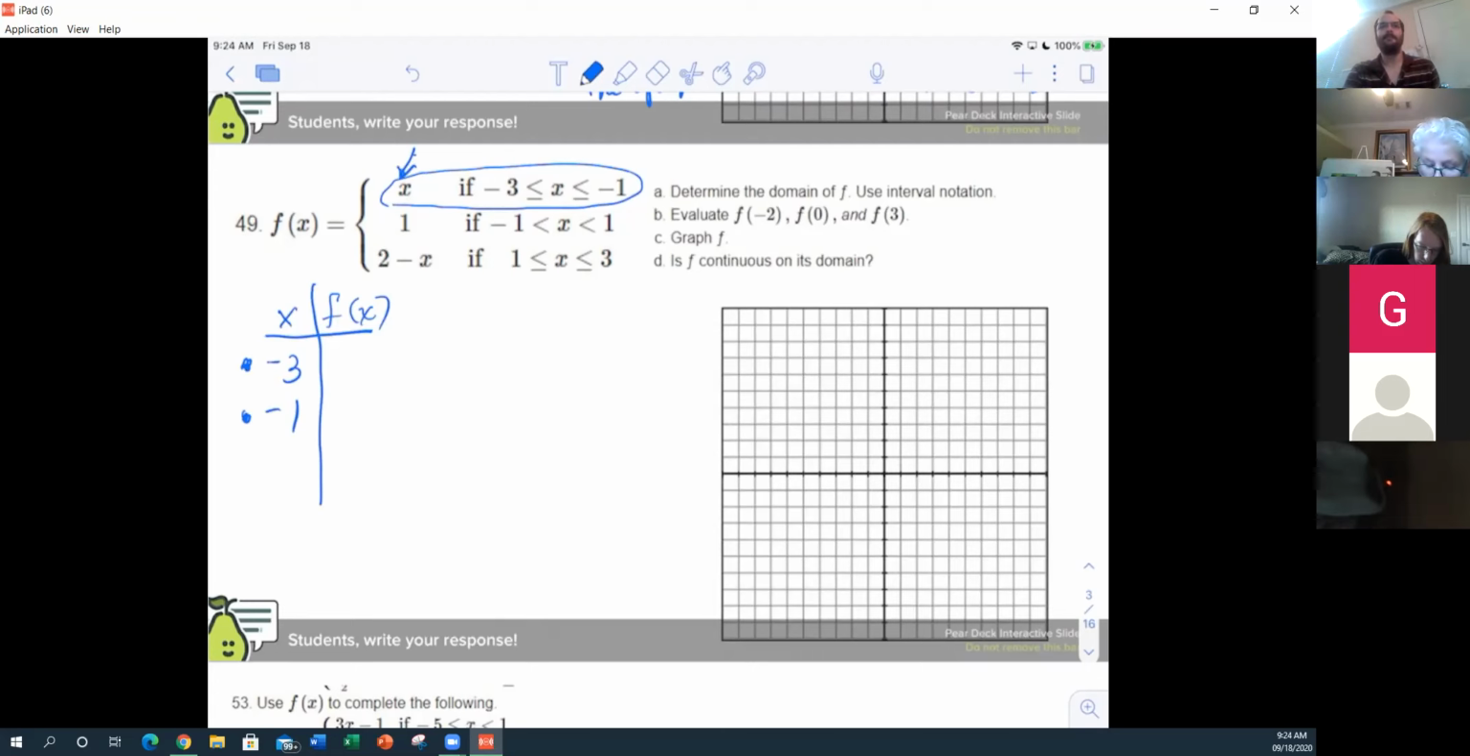Maybe it'd help if you said f of x equals x, right up above there. It's going to be -3. And what else? And then -1. Perfect. All right, then.